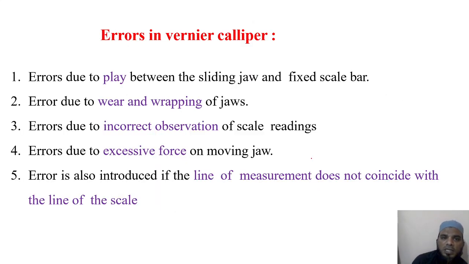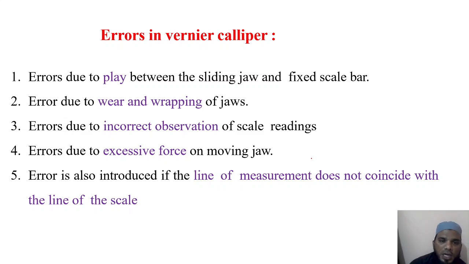Clear? So next, what are the errors that generally appear in vernier calipers? Errors due to play between the sliding of the jaw. One fixed jaw will always be fixed, but if you are not properly holding the mobile jaw, then because of slight movement, the zero can vary in position. Because of that, your reading can change. Error due to wear and warping of jaws. Obviously, if there is any breakage of the jaws, that will lead to improper touching of the object. Because of that, there will be error in the scale.